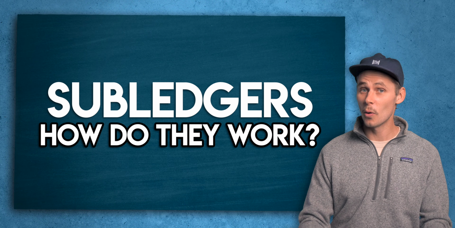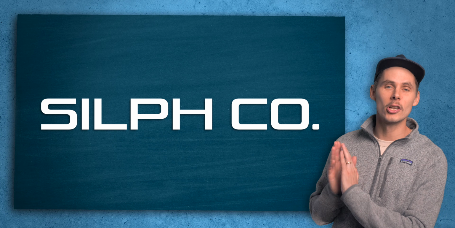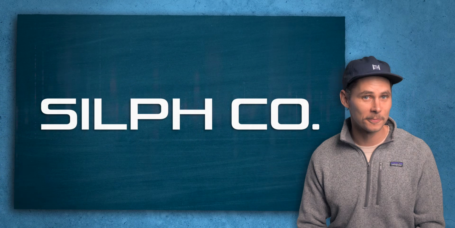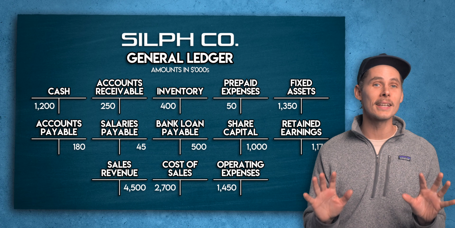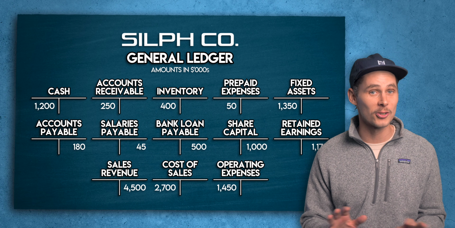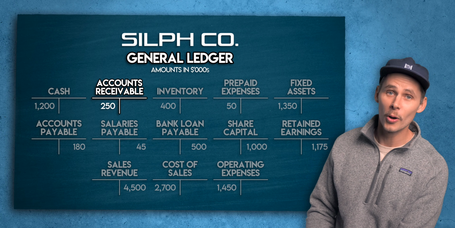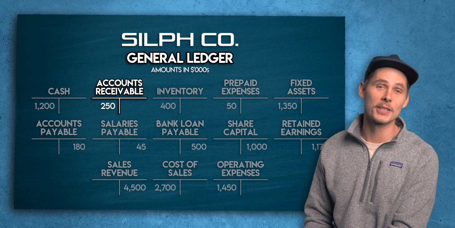How do subledgers work? Let's look at an example. Silph Co is a large technology company based in Saffron City. They manufacture and sell training products. Here's their general ledger, the main accounting record that stores a complete history of the company's accounts and transactions. You'll notice the accounts receivable balance of $250,000, which might ring a bell from the start of this video.